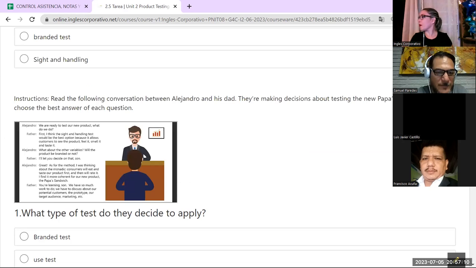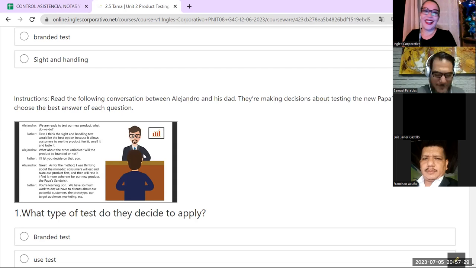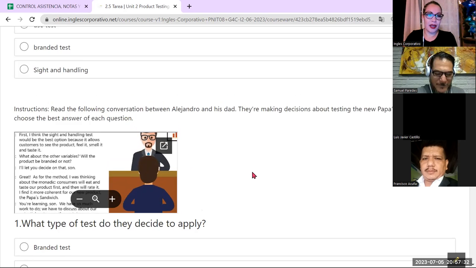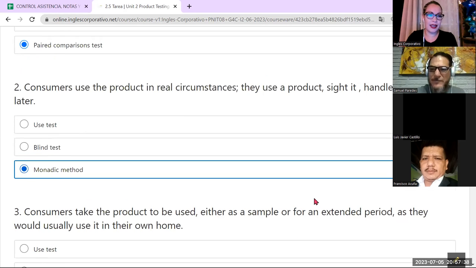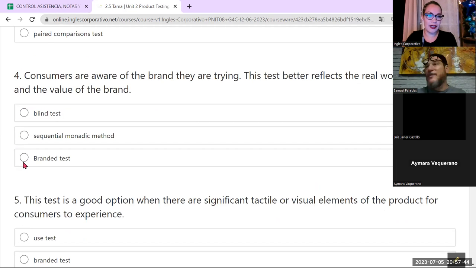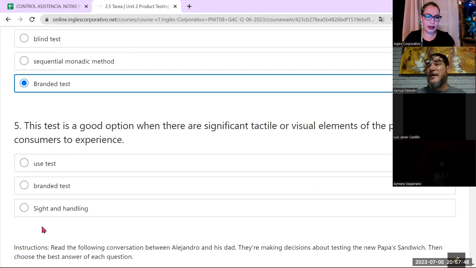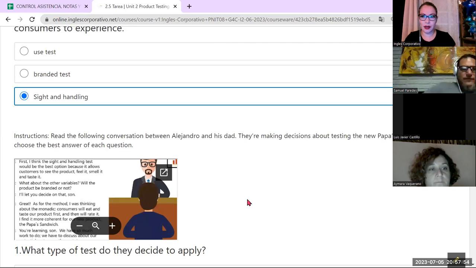We do another one, teacher, or just that? Or you have more tickets for the cinema. Of course. Okay, so let's check. The first one was pair comparison, right? Then the monadic, then the use test, and the brand test, right? And the sight and handling. And we had Magdiel, Aymara, Francisco, and Luis as winners, right?